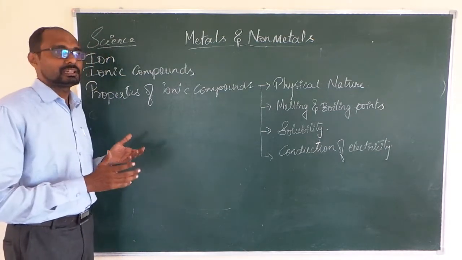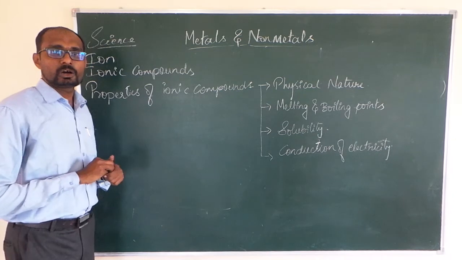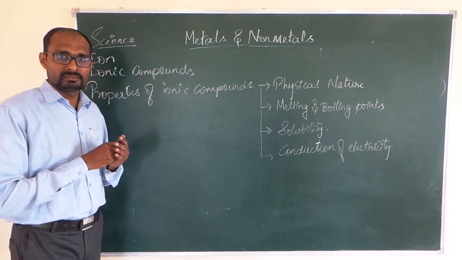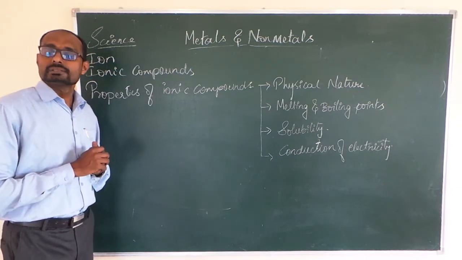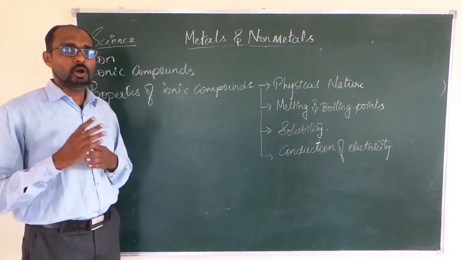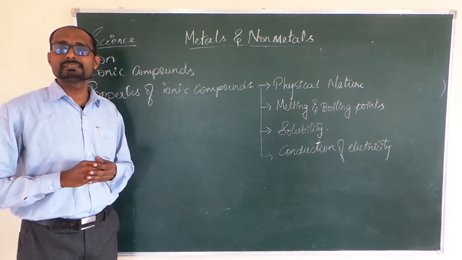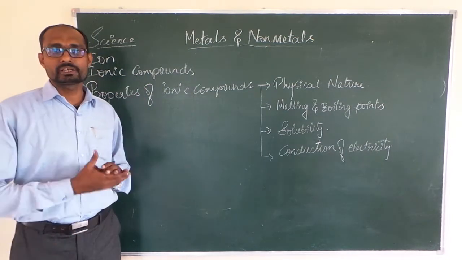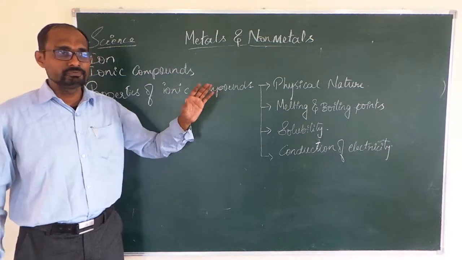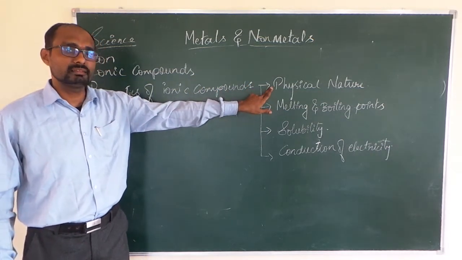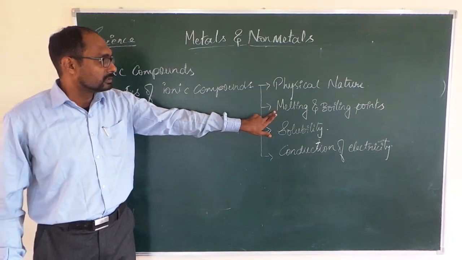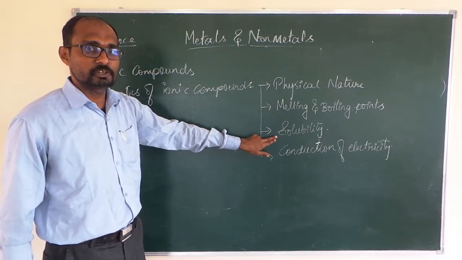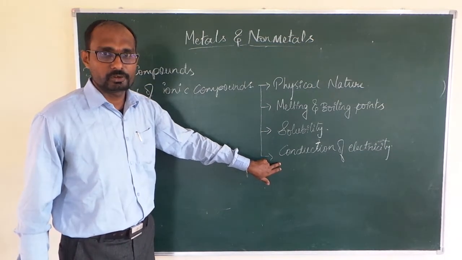But at the basic level, ionic compounds are the compounds formed due to the reaction between a metal and a non-metal, or a metallic ion and a non-metallic ion. How ions are formed, we have already learnt in the previous class. Now let us look at the properties of these ionic compounds. We will be discussing the physical nature of ionic compounds, melting and boiling points, solubility, and conductivity.